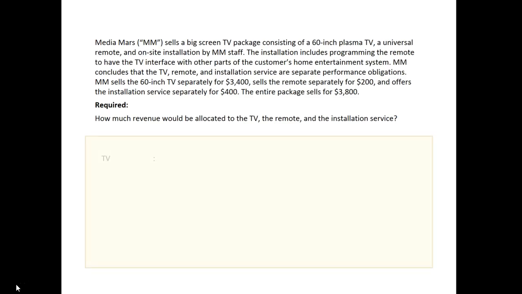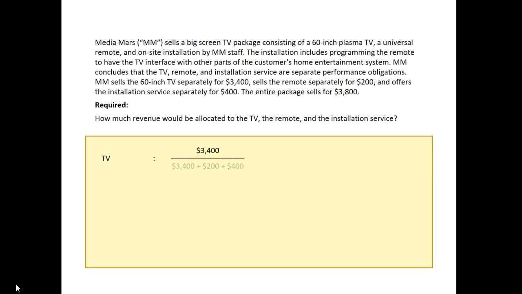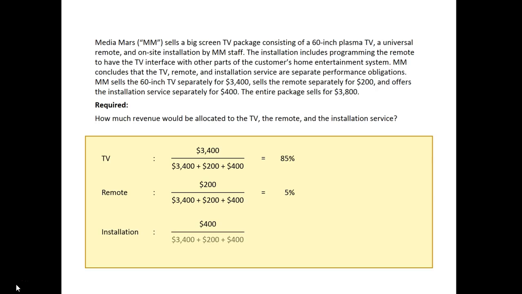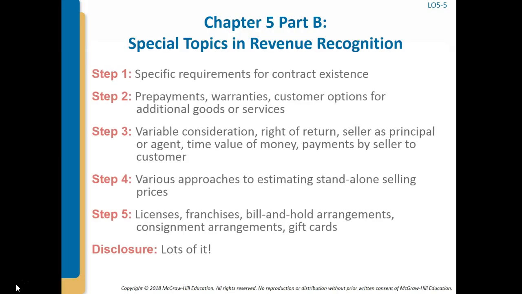So again, what we'll do here is, the TV's $3,400 divided by the whole package, 85% of the entire package would be for the TV. We do the same with the remote to allocate 5%, and then the installation, of course, would be 10%. Therefore, on the $3,800 package, the TV would be 85% of the full amount, $3,800, or $3,230. The remote, $190, and the installation, $380.